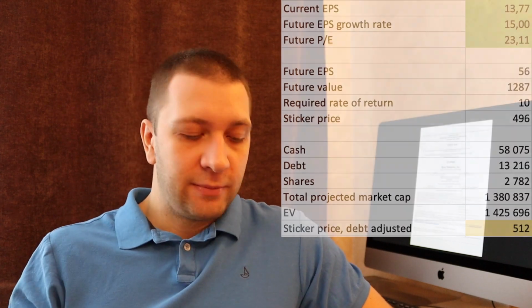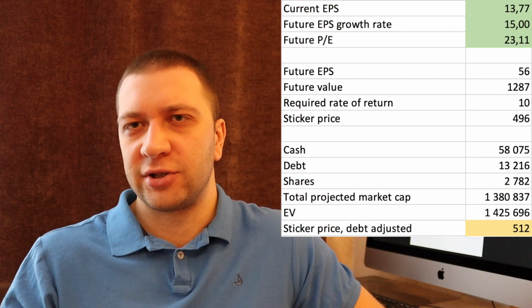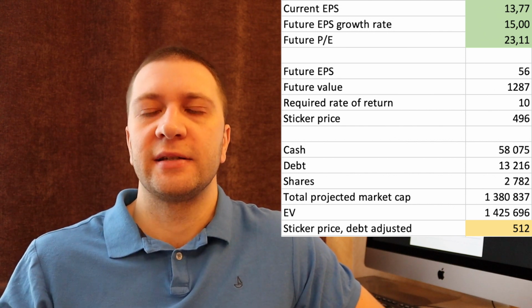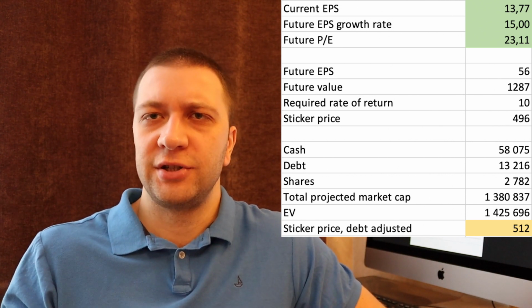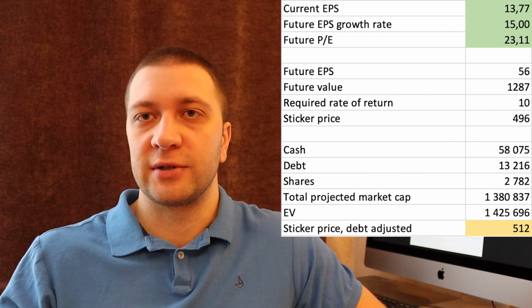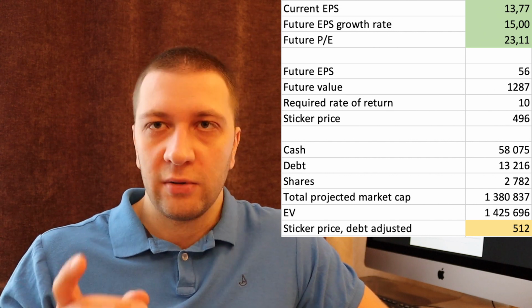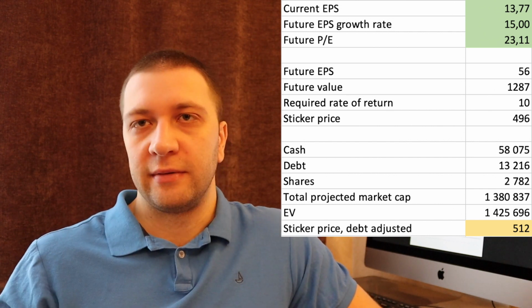Okay, step 3. We need to adjust for debt. Facebook has $58 billion in cash and cash equivalents. You can take that also from services like Yahoo Finance, MSN Money, or other services. You can also check their latest balance sheet and take these values from there. We need to adjust also for long-term debt, which is around $13 billion. Also, we need the number of shares outstanding, which is 2.7 billion shares.